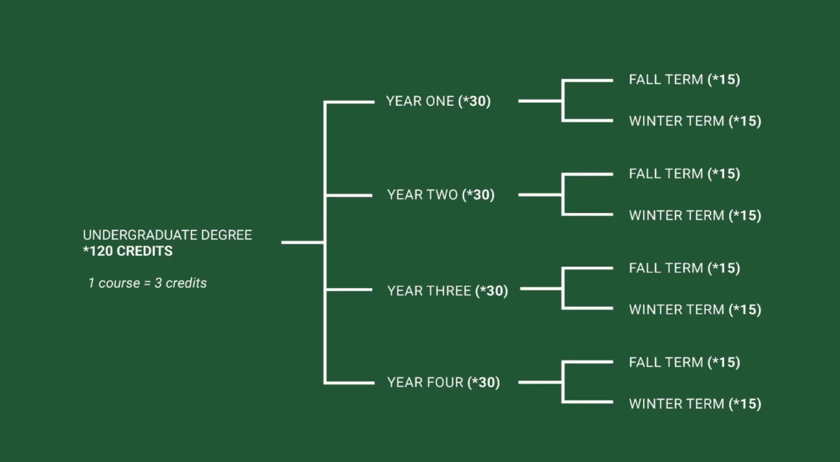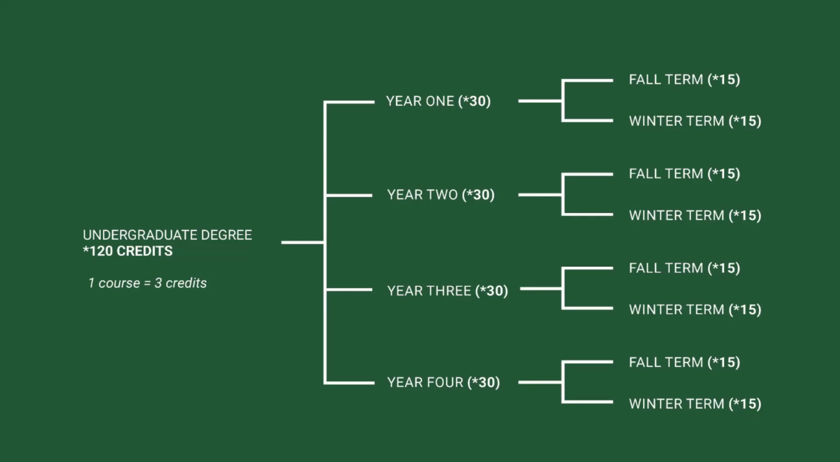Now, most degrees, including yours, are going to require the completion of 120 credits. And the star or the asterisk is how we denote how many credits there are. If you're on the 4-year plan, this means that you will be taking 5 classes, which is equal to 15 credits a semester, for a total of 10 classes or 30 credits per 1 academic year.